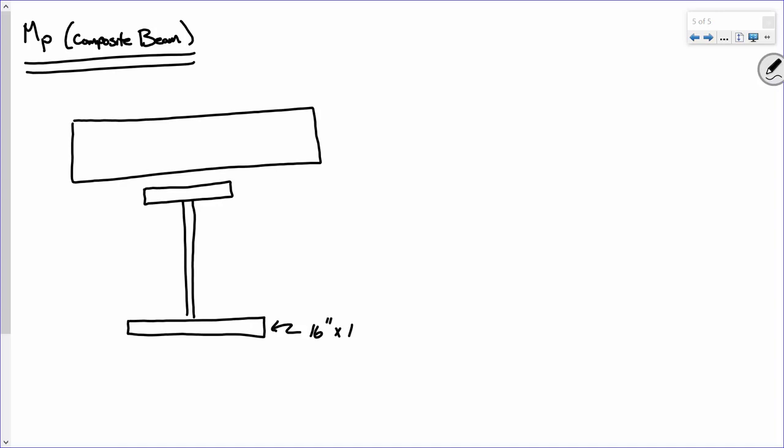Okay, now, if you recall, this is 16 by 1.25. This is 42 by 7/16. This is 14 by 3/4. And this slab, okay, so it's 102 inches. How thick is it? Is it 8 or is it 8.5?